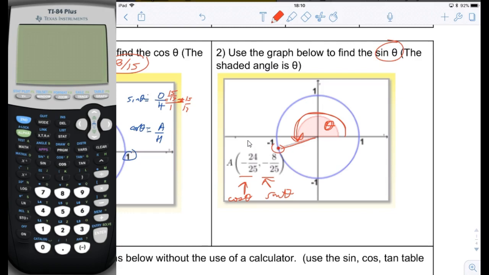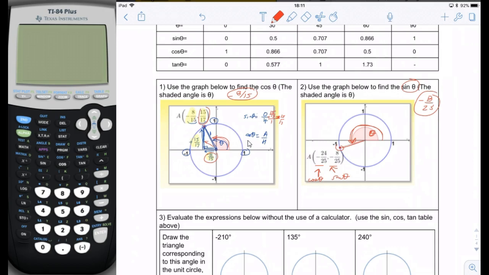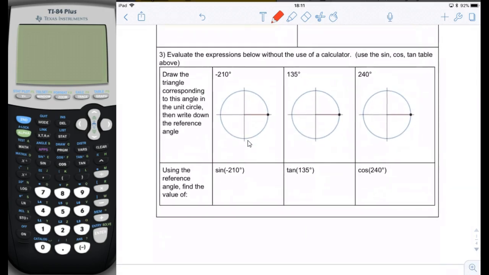Okay? So in this case, they want the sine of theta. That means they want the y coordinate. So we're just going to put negative 8 over 25. Okay? All right. That was number 1 and number 2. Let's move on. Number 3.